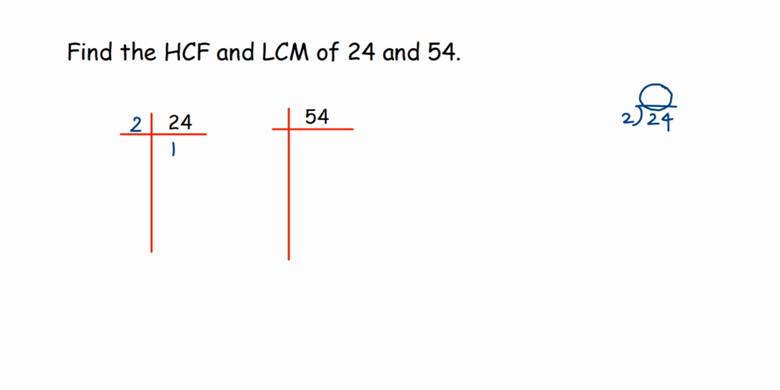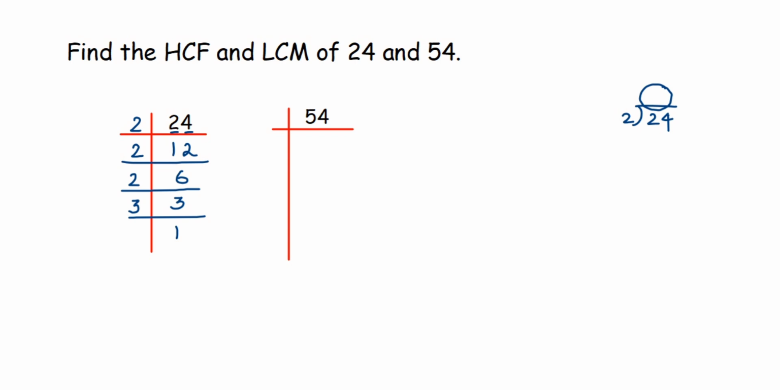Whatever answer you get, write it down in the next step. So 2 ones are 2, and the next we have 4. 2 twos are 4. We got 12. 12 is an even number, so it is divisible by 2. Again I'll take 2. 2 sixes are 12. I have 6, and 6 is again an even number, so it is divisible by 2. 2 threes are 6. Now 3 is an odd number and it's a prime number. 3 ones are 3. Once we get 1, we can stop.